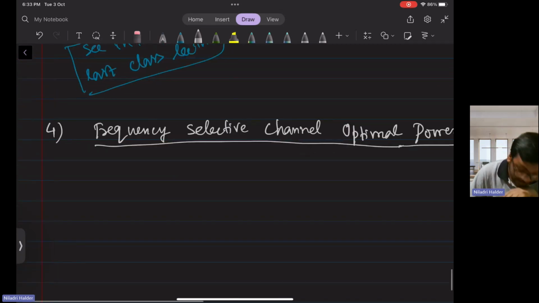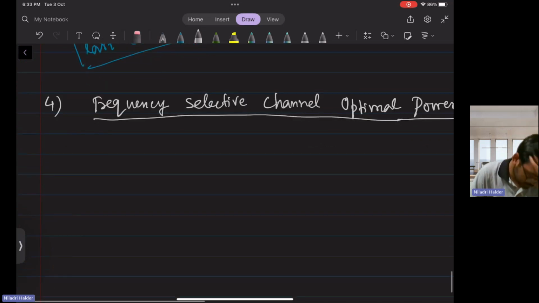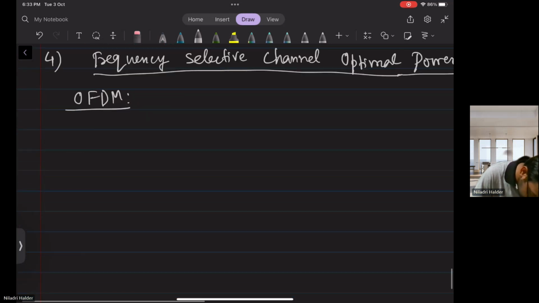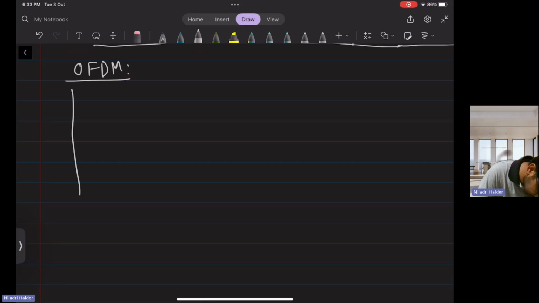So the optimal power allocation for the frequency selective channel is that you consider OFDM, orthogonal frequency division multiplexing. So the scheme is like that in the case of OFDM. There are N number of subcarriers.